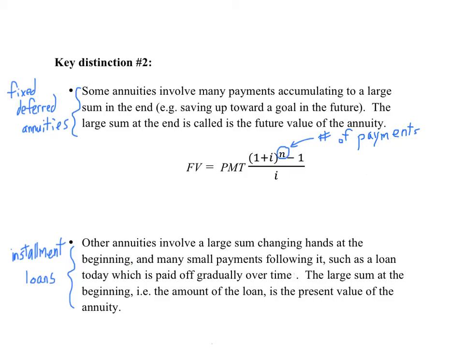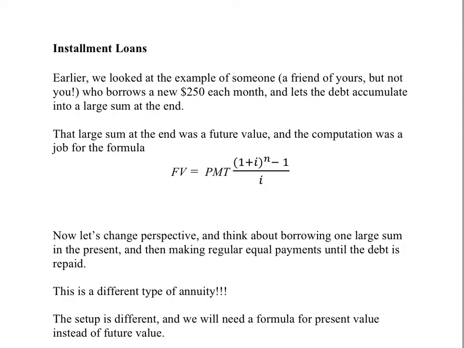Once you know that you're looking at an annuity, you ask, are the payments coming first and then the large amount at the end, or is the large amount changing hands at the beginning followed by the regular equal payments? Let's look now at how installment loans work.